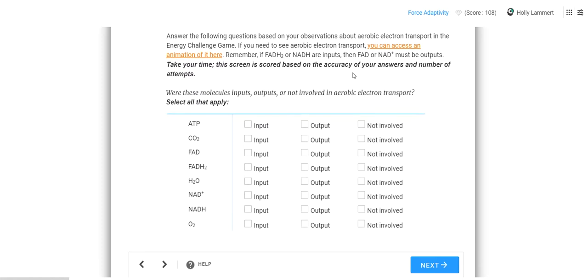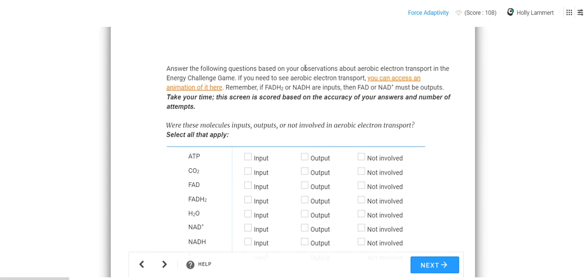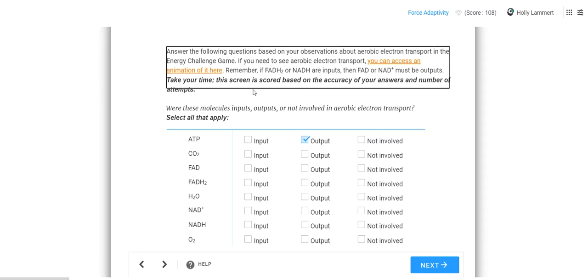Okay, so ATP. This is strictly for electron transport. Did we put any ATP in? No, but we got a lot out. Did we put CO2 in? No, but we got... for just aerobic respiration, let's look back. We did produce CO2.